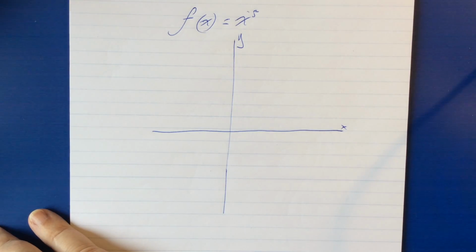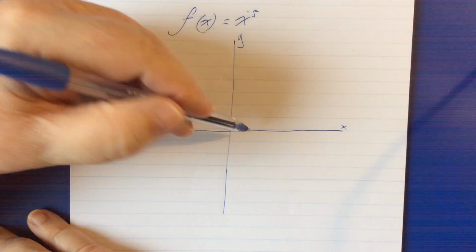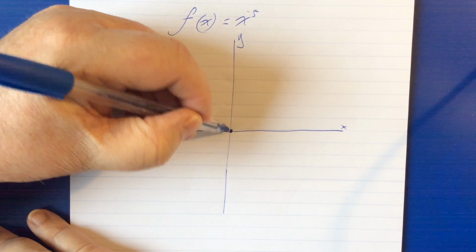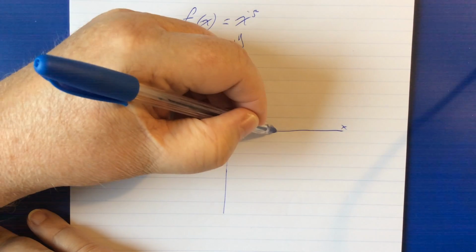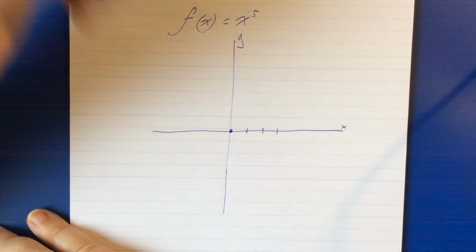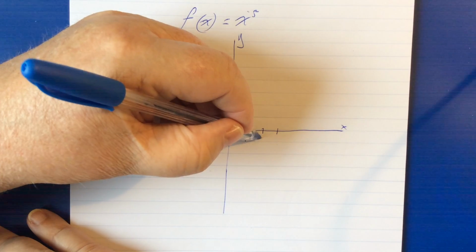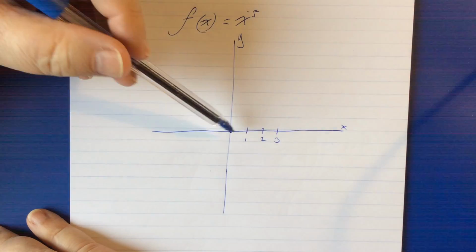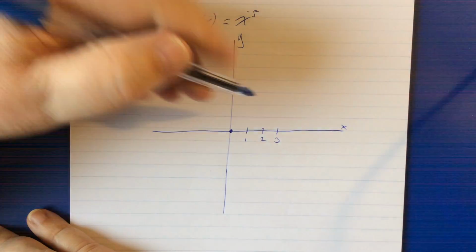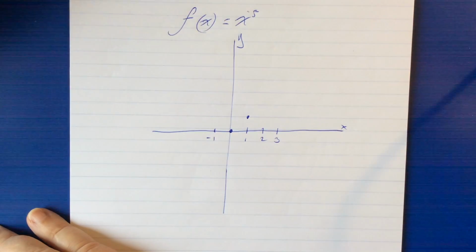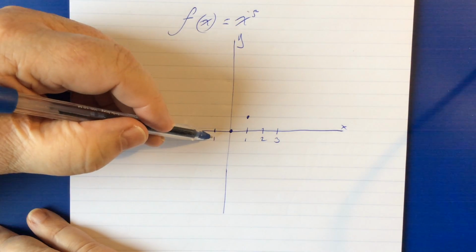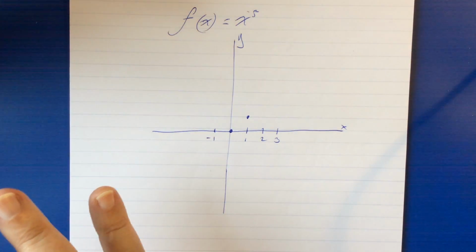Okay, well, let's start with a little bit of substitution. We'll put 0 into this, and 0 to the power of 5 is 0. And that worked well, so what we're going to do is the same thing with some different numbers. 1 to the power of 5 is 1. If we use negative 1 over here, negative 1 to the power of 5 is negative 1.